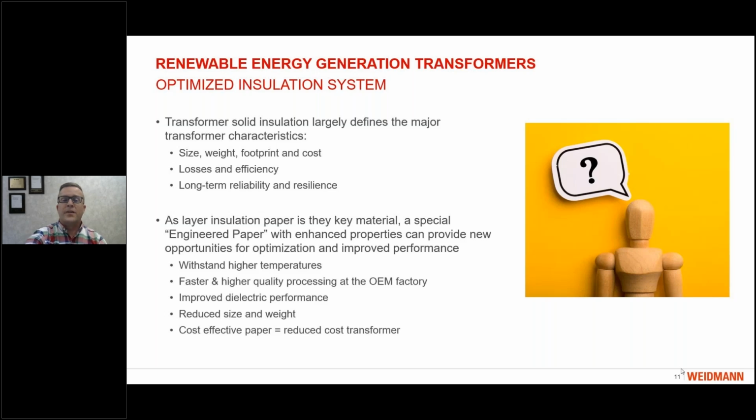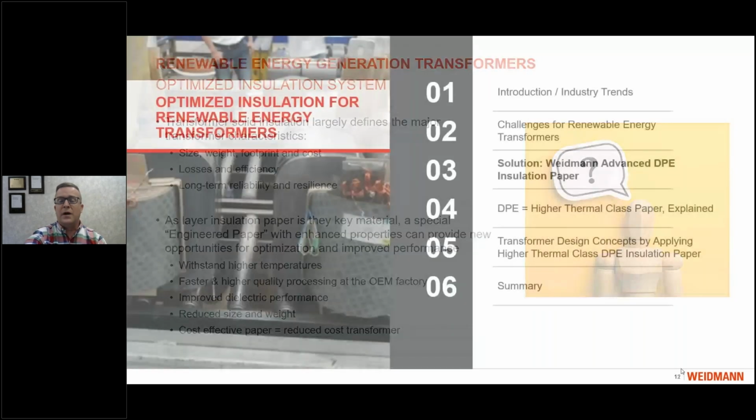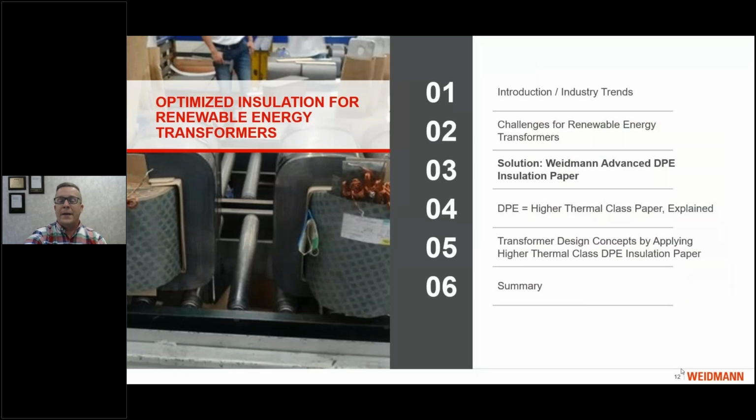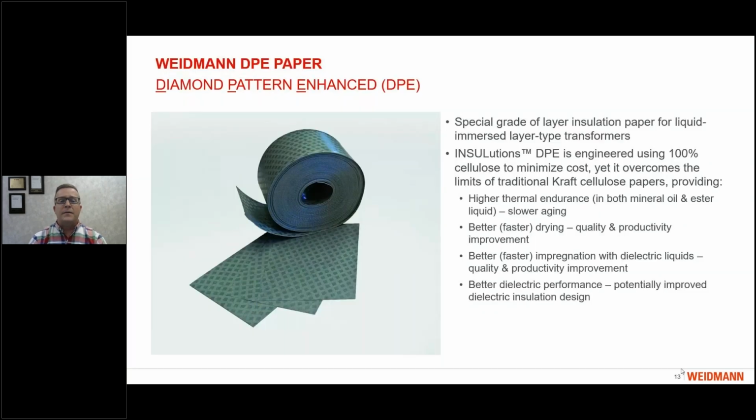And so with that, I'd like to introduce you to our specific paper solution, which we call our Weidmann INSULutions DPE paper. So DPE is standing for Diamond Pattern Enhanced paper, as opposed to the typical kraft DPP or diamond pattern paper. And so this paper is a special grade of layer insulation for liquid immersed layer type transformers. And so we've engineered this paper to still be made of cellulose. Okay, so it's not kraft, right?